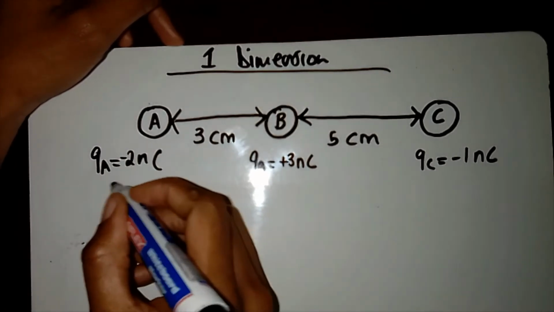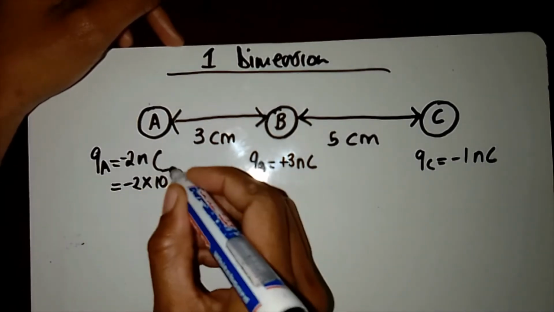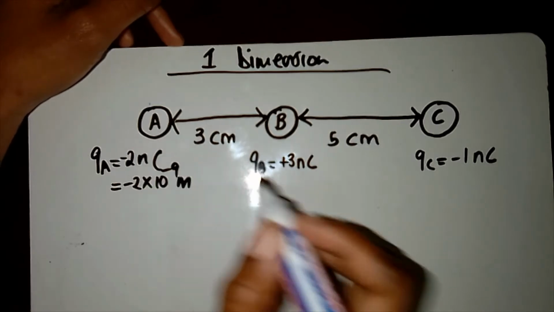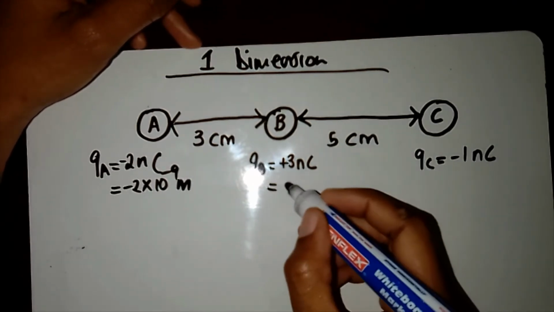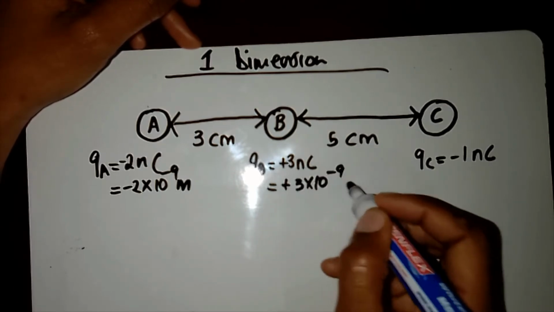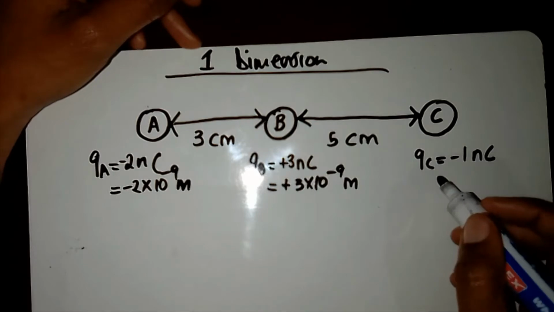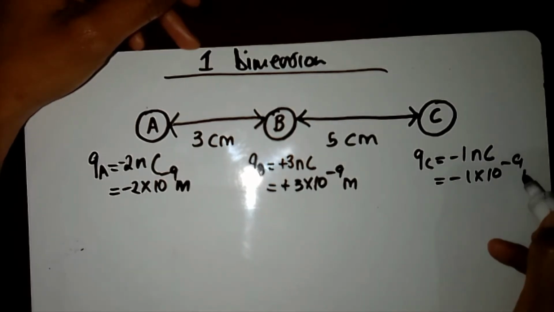Remember, always convert this. When we convert it, this is just going to be -2 multiplied by 10 to the power of -9 coulombs, since nano is 10 to the power of -9. The same thing we can do here. This will be +3 multiplied by 10 to the power of -9 coulombs, and this one would be -1 multiplied by 10 to the power of -9 coulombs.